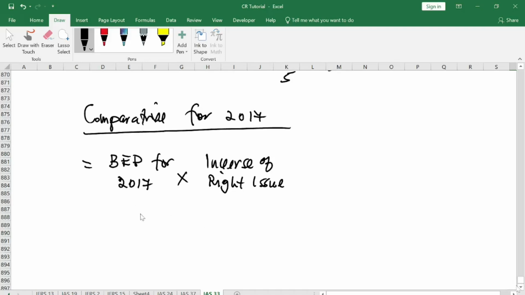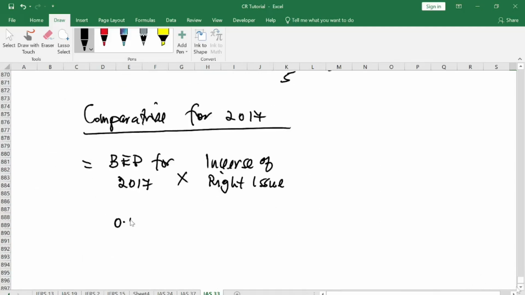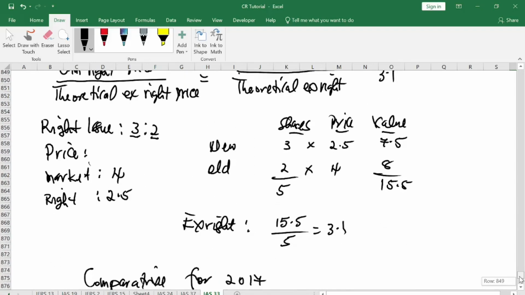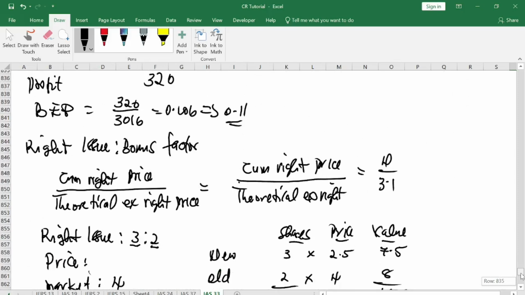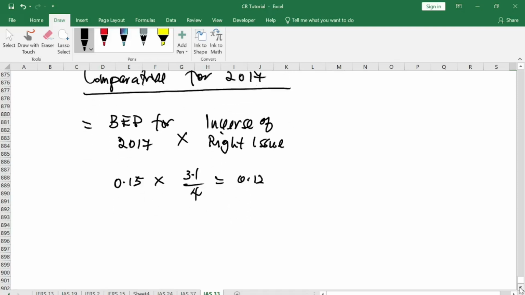So you pick the basic earnings per share for 2017. What is it? It is 0.15. Then you multiply by the inverse of the rights issue factor. The rights issue factor is 4/3.1, so the inverse is 3.1/4. When you multiply, 0.15 times 3.1 divided by 4 gives you 0.12. Now you can do the comparison.